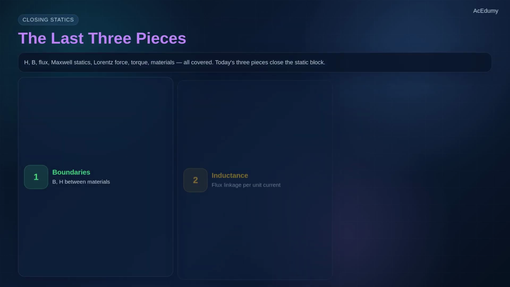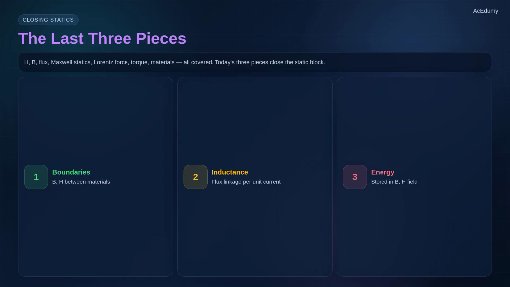We've covered a lot. The magnetic field H from Biot-Savart and Ampere, the flux density B, the no-monopole law, and all four Maxwell equations in static form. The Lorentz force, the torque on loops, and how materials respond through the relative permeability.